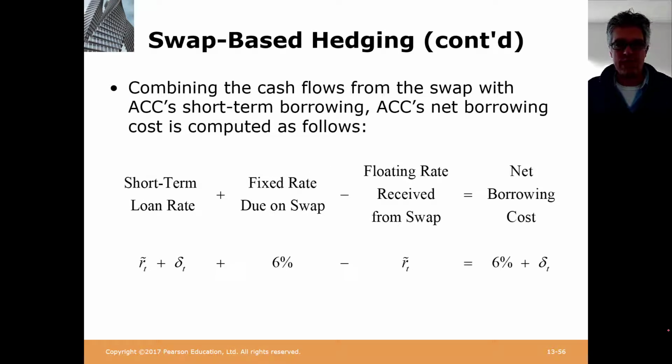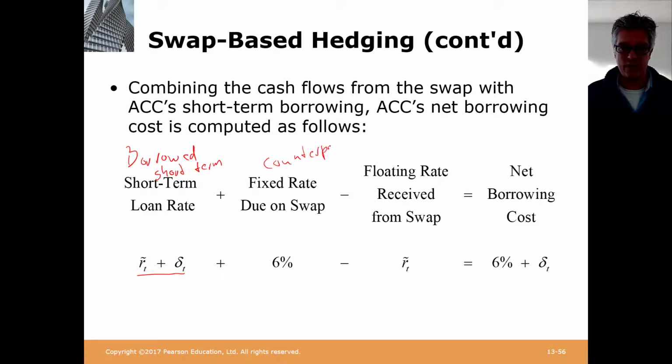So what would that mean? What would they need to pay each period? Well, first of all, they borrowed short term, so they need to pay this R plus delta. Then, since they're engaged in this fixed rate swap, they're paying the counterparty to the swap this 6%. So this goes to the counterparty. So that's what I'm paying each period.